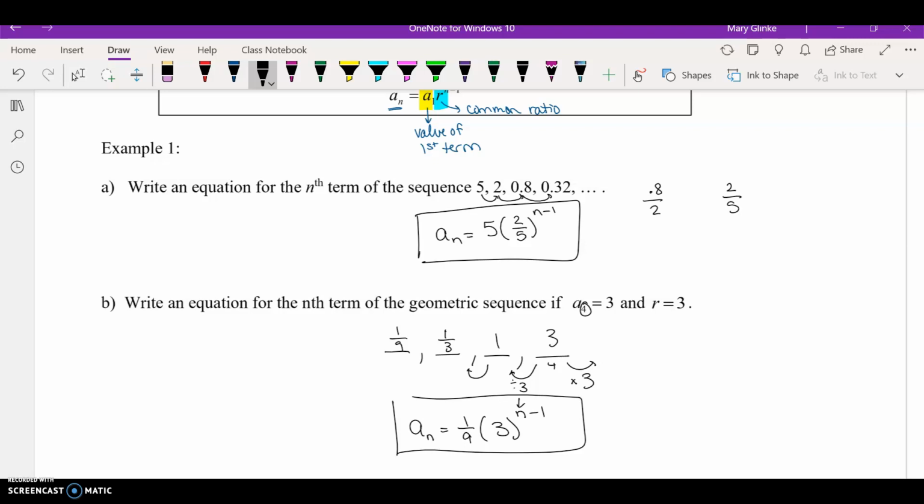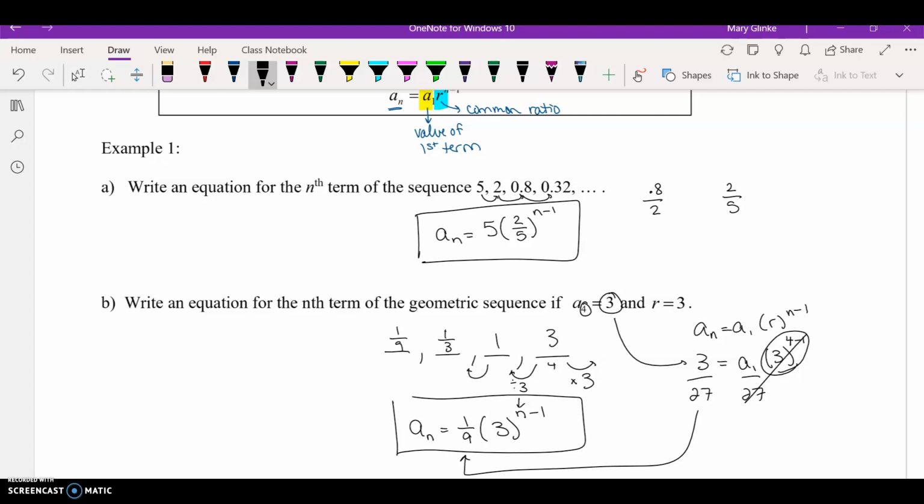If you don't like that, you can use your equation and plug in, okay, I know I'm ending at 3. I don't know what my first term is, but they told me my common ratio was 3. And my n for this one was 4. So you can figure out 3 to the 3rd power and divide both sides by 27 to get a sub 1 by itself, and you would end up with this equation anyway. So there are many different ways you can solve for your first term in order to write your equation.